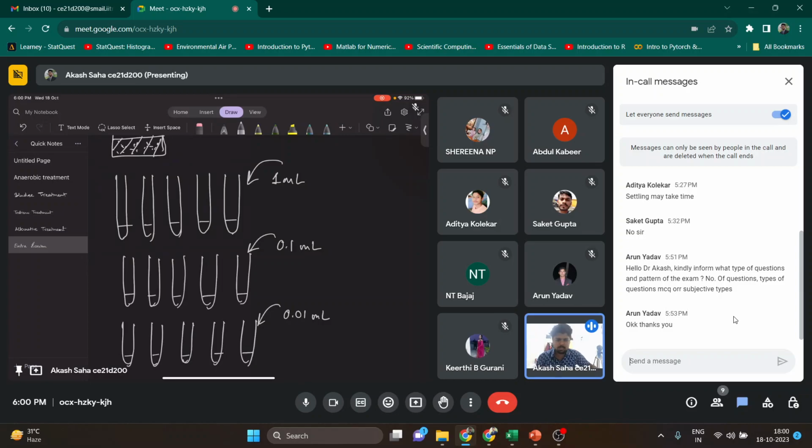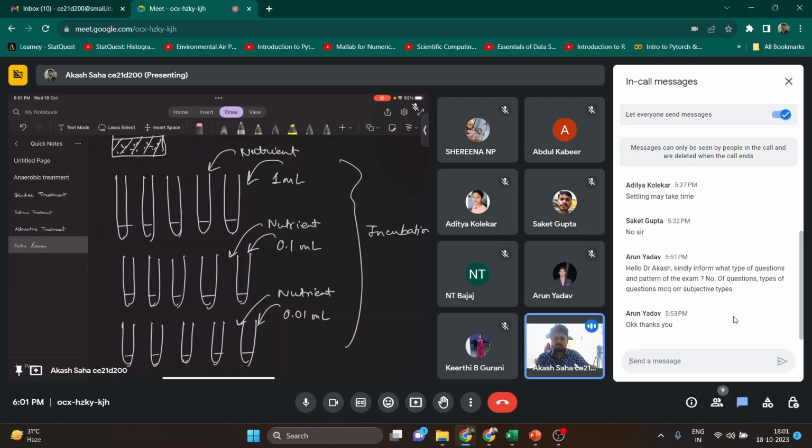So we will pour the samples in the test tubes, and then we will provide the nutrient for these bacteria to grow. In all the test tubes, we will give some nutrient or some food for these microorganisms to grow, and then we will keep it under incubation.